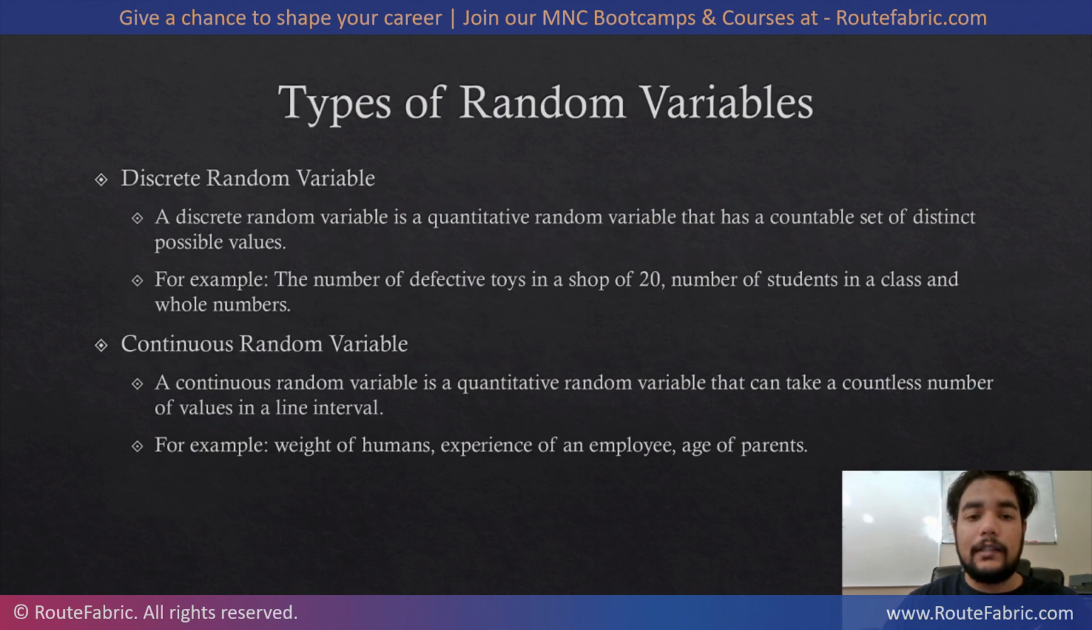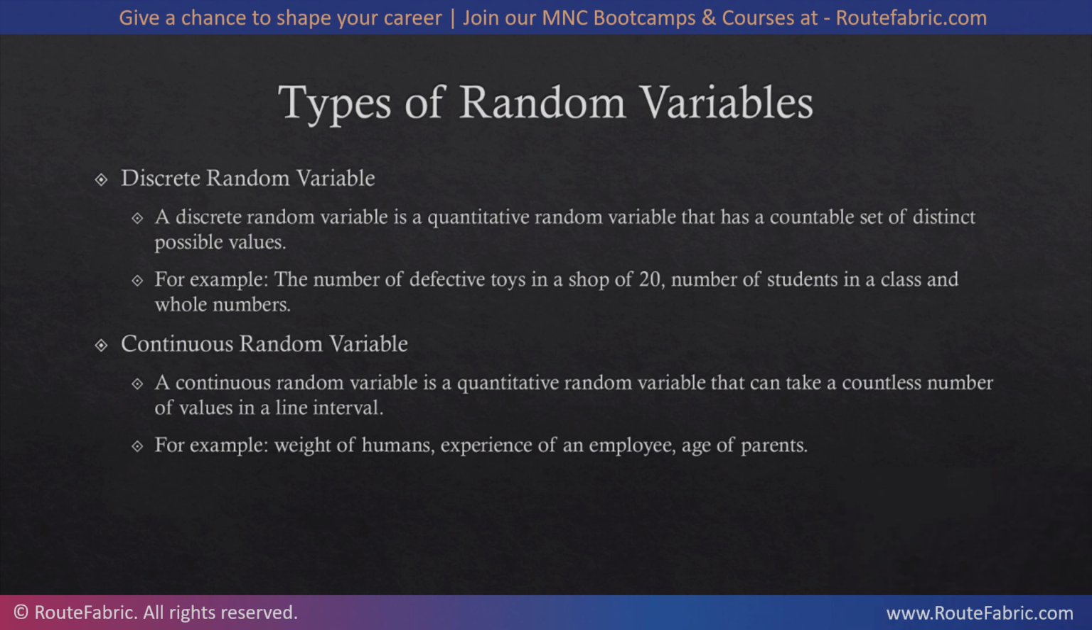Now let us look at the types of random variables. There is the discrete random variable, which is a quantitative random variable that has a countable set of distinct possible values. For example, we can say the defective toys in a shop of 20, the number of students in a class, and any whole number can be described as a discrete random variable.